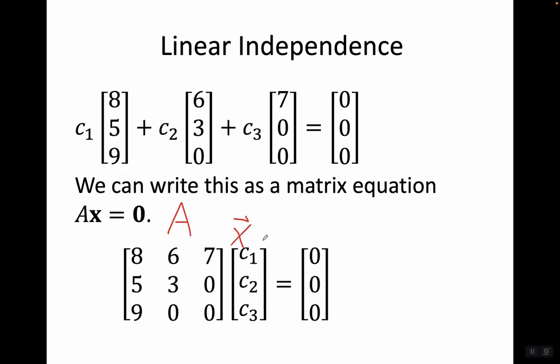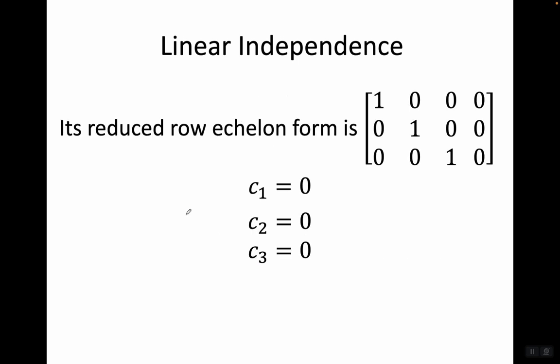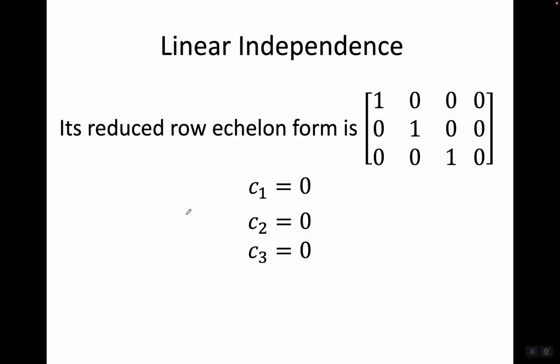Here's another way we could write that. If you multiplied this out, you'd end up with 8c1 plus 6c2 plus 7c3 equals 0, 5c1 plus 3c2 plus 0c3 equals 0, 9c1 plus 0c2 plus 0c3 equals 0. Or in other words, if you represent that system of equations as an augmented matrix, this is going to be your augmented matrix. Okay, we know how to solve a system of equations like that. We get it in reduced row echelon form, and this is what we end up with.